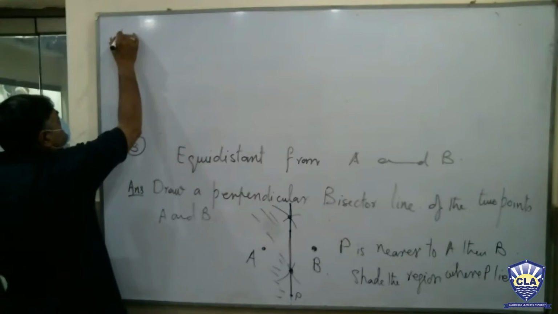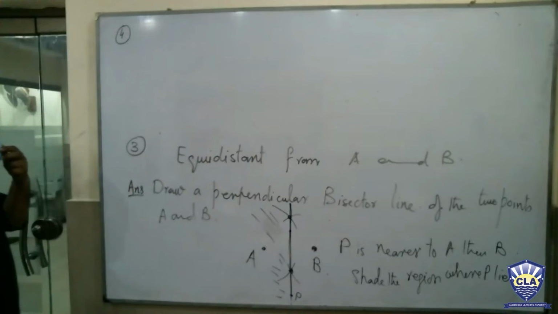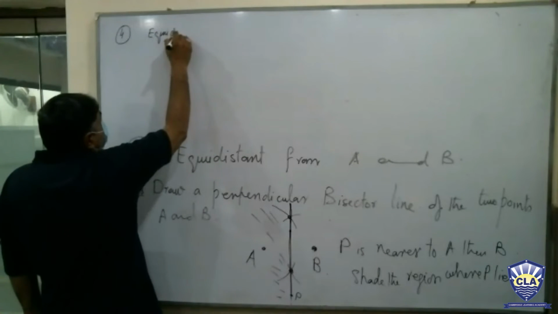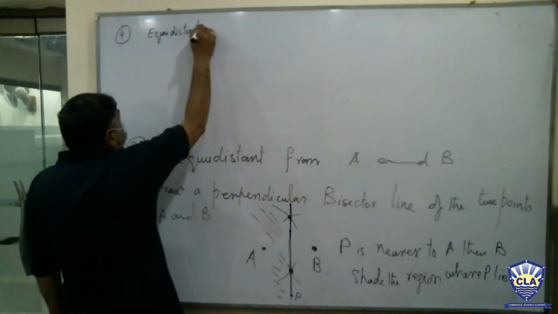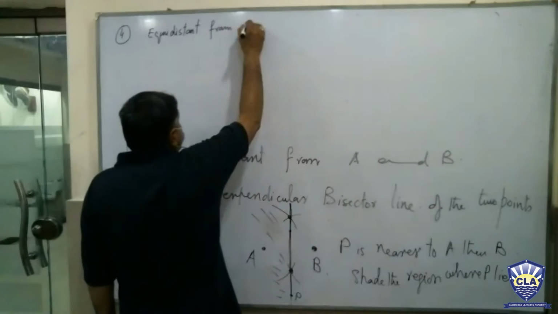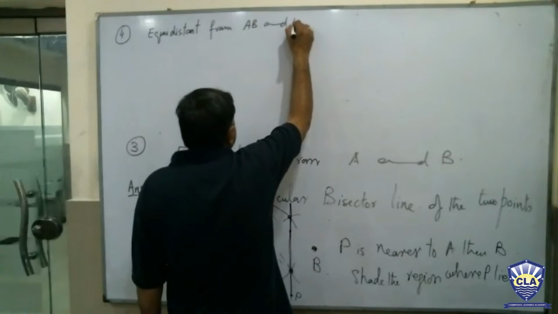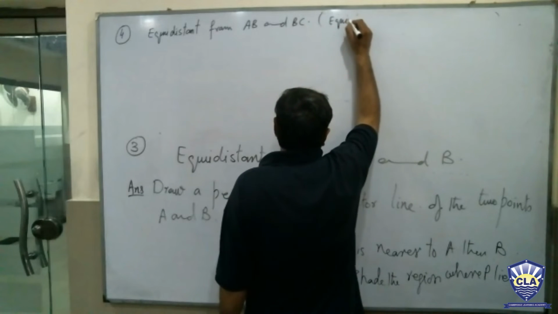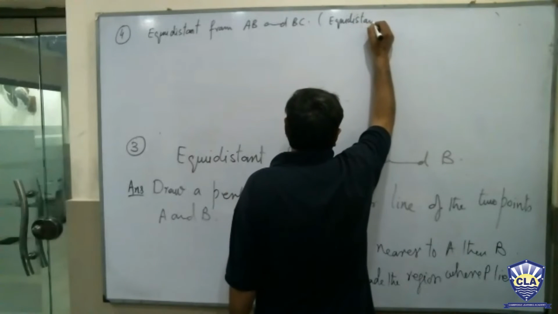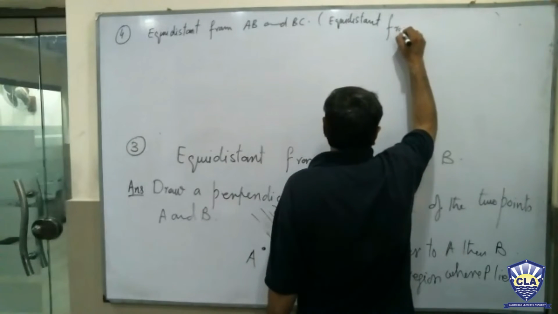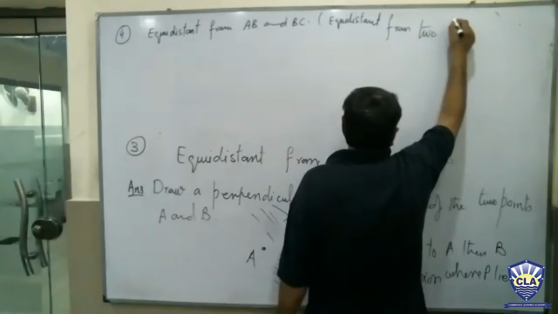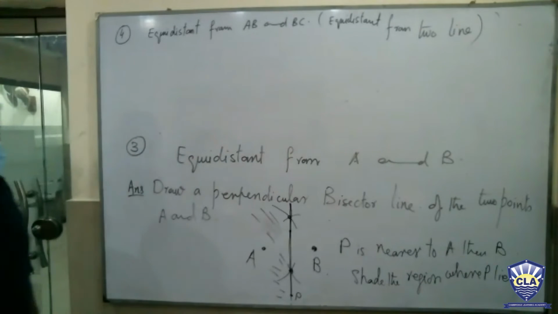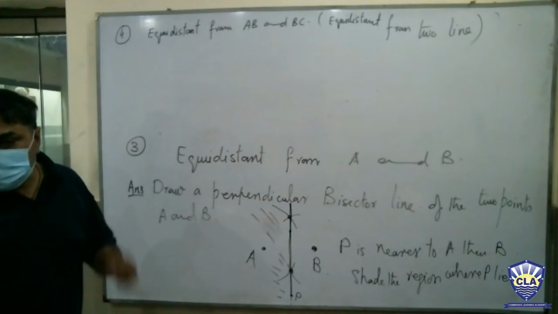Fourth, the last one. Equidistant from AB and BC. Equidistant from two lines, AB and BC.